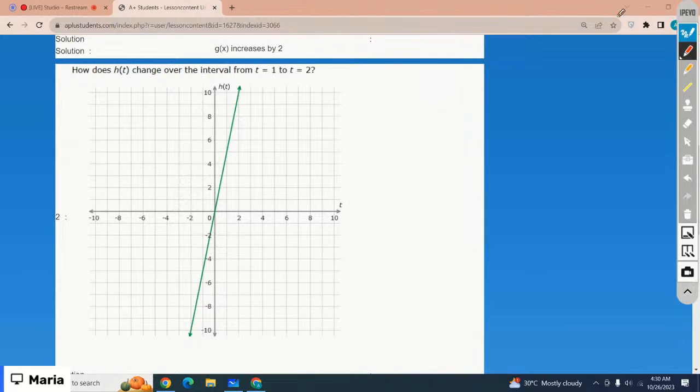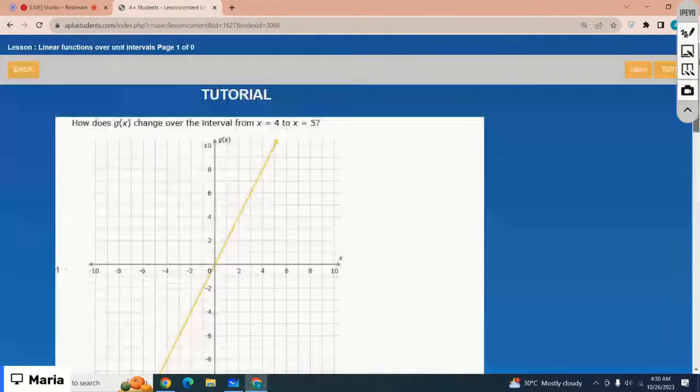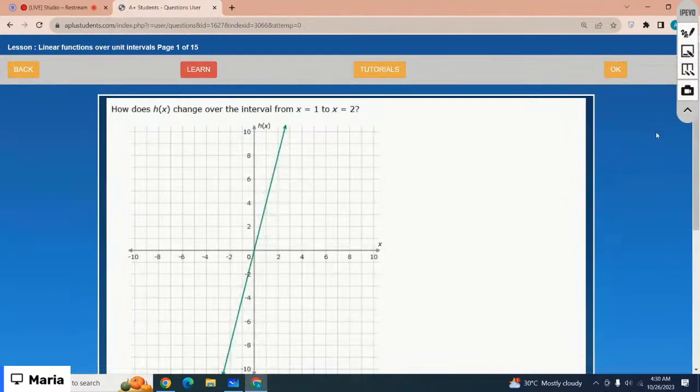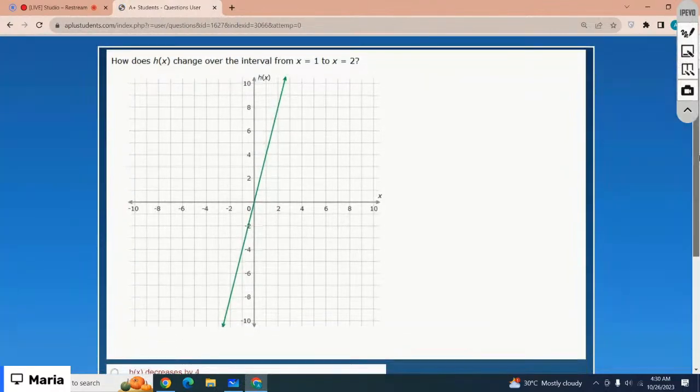Okay, let's just start with the test question. Let's see how they are increasing. How does h of x change over the time interval from x equals 1 to x equals 2? So which is the correct option?